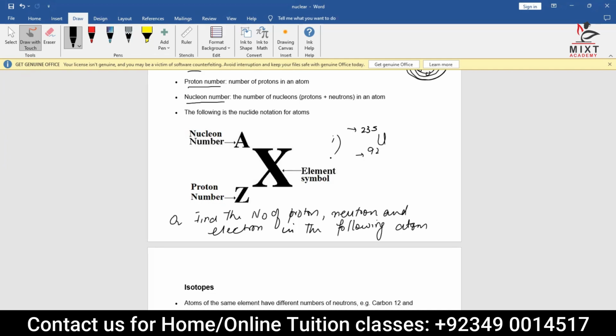Sir, the protons are 92, right? Mm-hmm. And electrons, they are also 92. 235 minus 92? No. Proton and electrons are same. So it's 92, the proton, and 92, the electron.